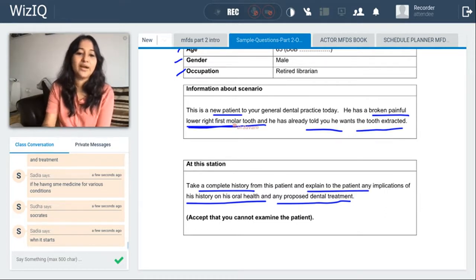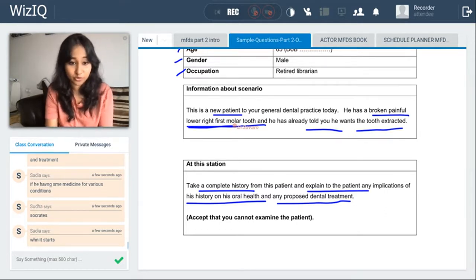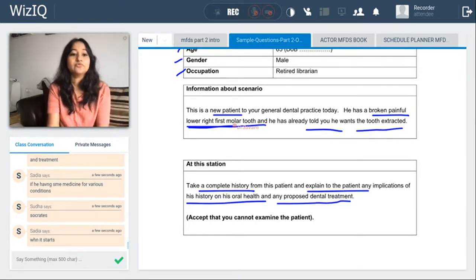This question, by the way, came in last year's Edinburgh exam as well. Here, the positive history the patient gave when you asked about medical history, do you have any problems, are you taking any medications, was that they are having some heart conditions and taking some medication for it. The patient did not know the name of the medication. At that point, when they say they do not know the name, what are you supposed to ask?